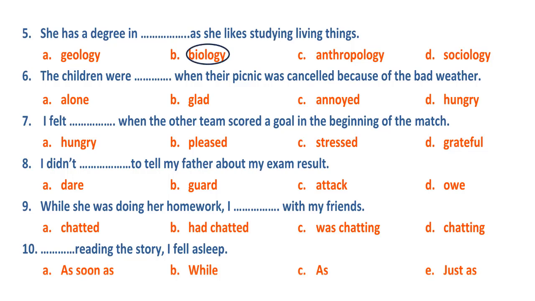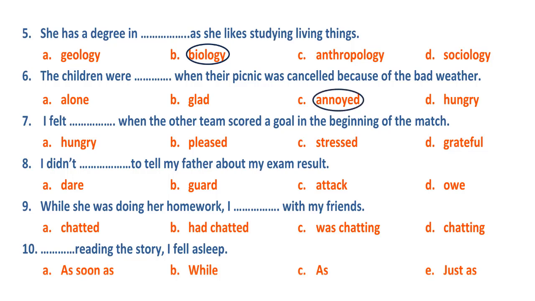Number 7, the children were blank when their picnic was cancelled because of the bad weather. Alone, glad, annoyed, and angry. Of course, the right answer is annoyed.